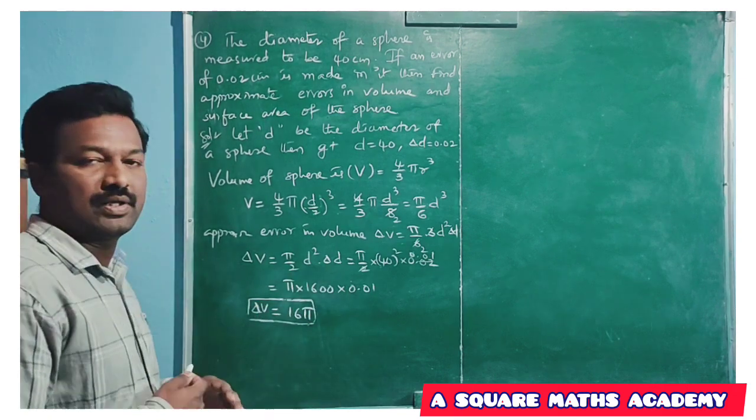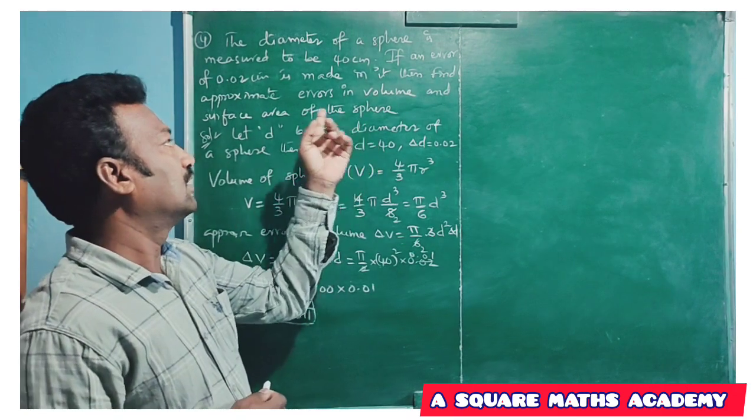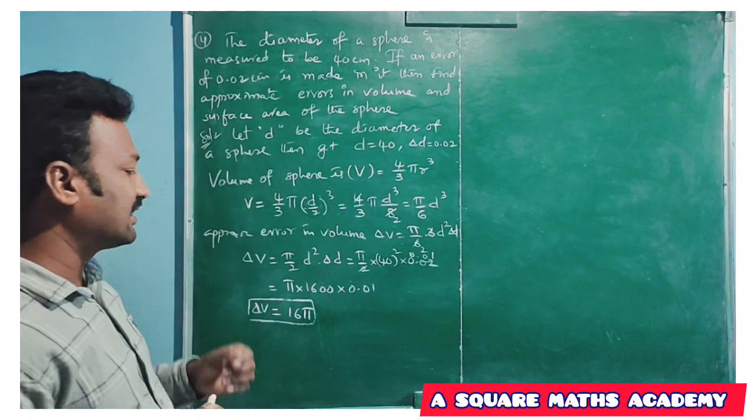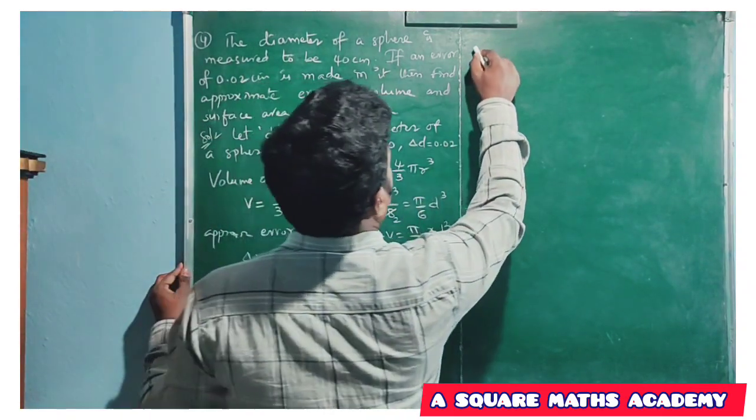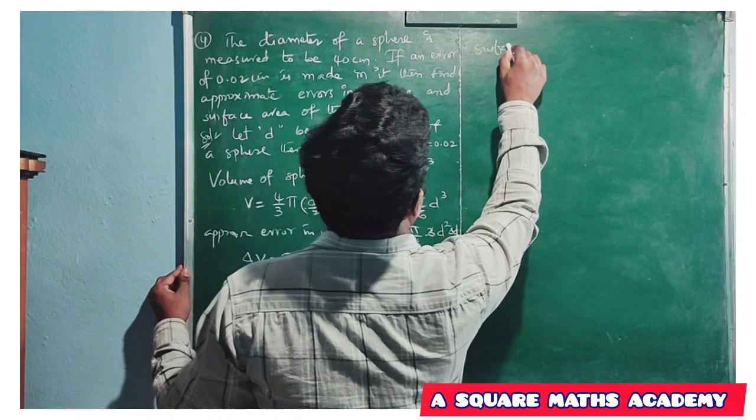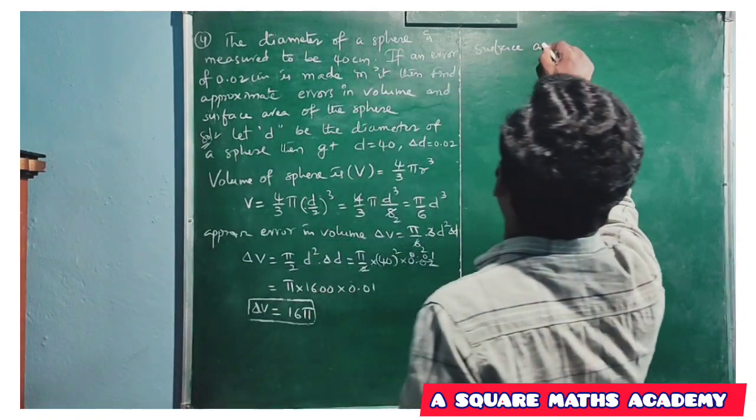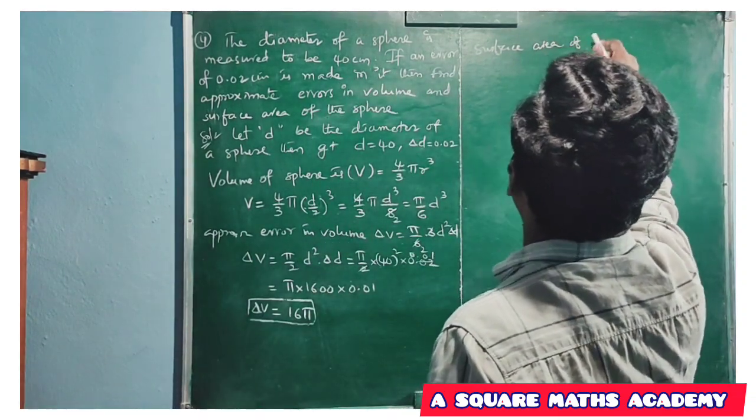So then after we find out here the surface area. Surface area is nothing but we know the value, surface area of the sphere.